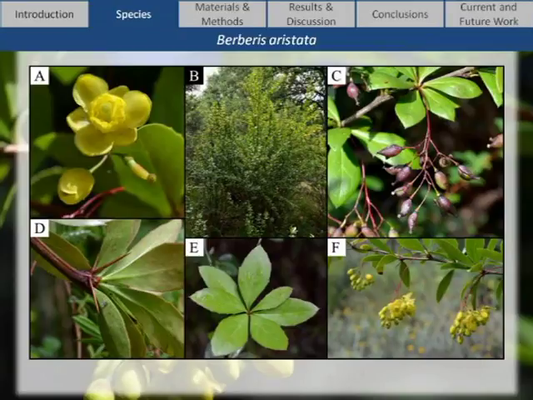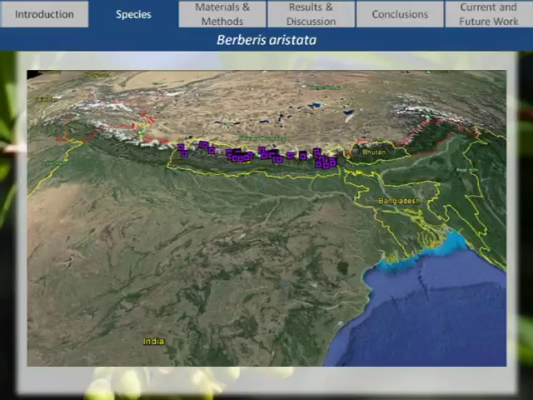The second species is Berberis aristata. Again you can see the 3 branch spines there in number D, so similar characteristic. And also yellow flowers as indicated by A. But the difference here is that Berberis aristata is a much larger shrub than Berberis julianae. And also you can see by number F, the inflorescence, they have a raceme-like inflorescence as opposed to clustered inflorescence as Berberis julianae has. And Berberis aristata in turn is native to Nepal in the region of the Himalayan mountains.